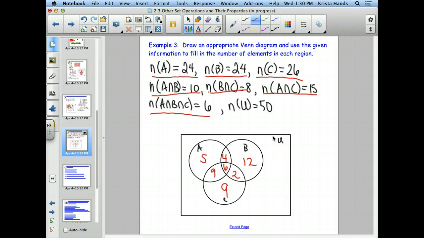Now, this piece of information is the only piece that's left. N of u equals 50. You know what that's telling you?